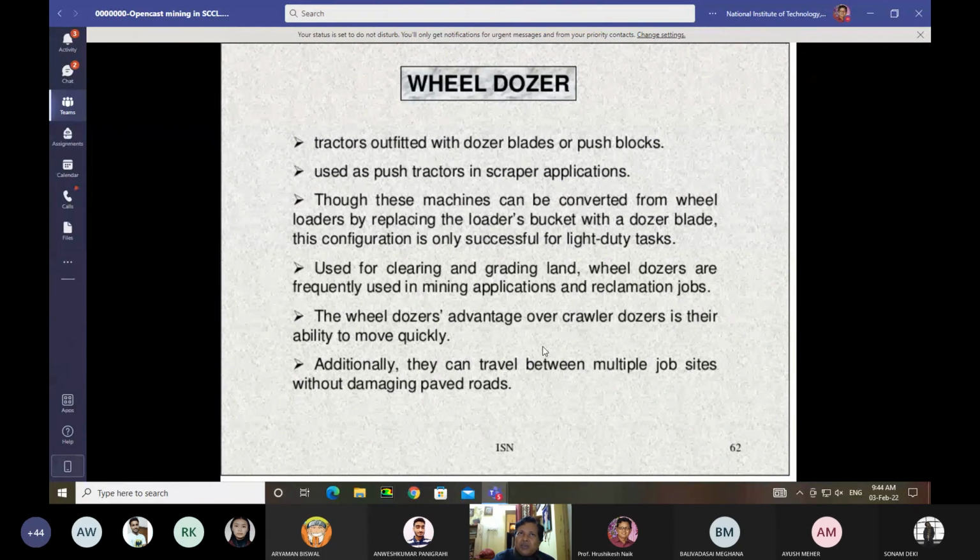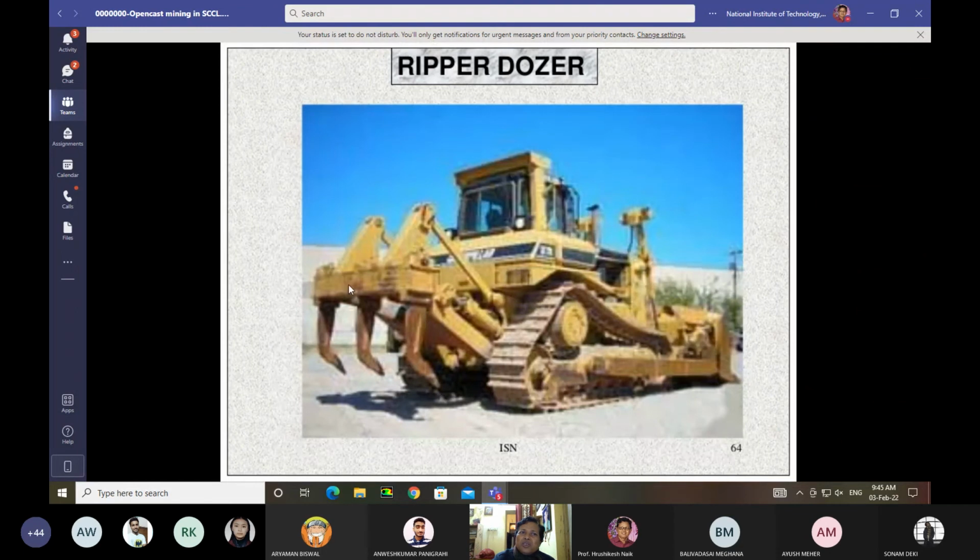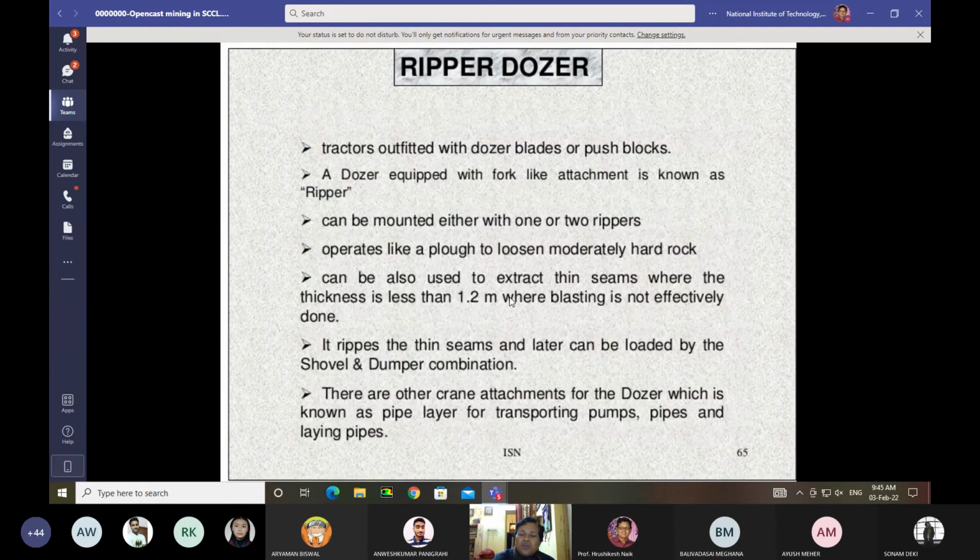And there is another machine which is called a ripper dozer. In the back side there is a ripper, front side there is a dozer. So both the operations can be carried out by the ripper dozer. These are the ripping tools by the help of which the material can be ripped. This is called a ripper dozer. So what is a ripper dozer? We'll discuss in the next class.